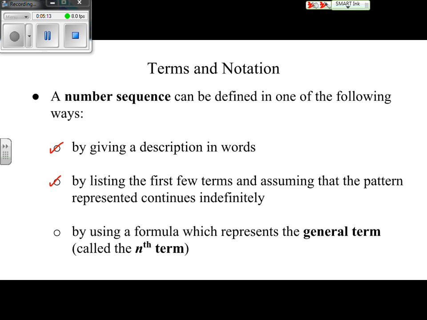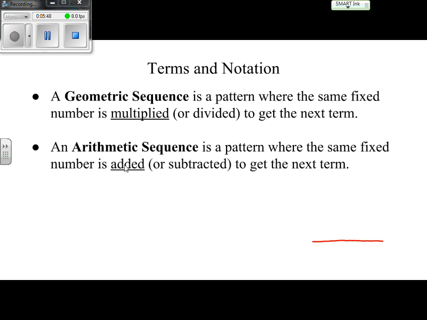And then the last way, and this is pretty useful, is to write a formula that represents what we call the general term or the nth term. And that vocabulary is going to come back, so we need to know that. A formula is known as the general term or the nth term because it lets us know any term value essentially by plugging in a value of what we're looking for, like the 10th term or the 100th term or the first term, something along those lines. So we'll take a look at a couple examples of these moving forward.